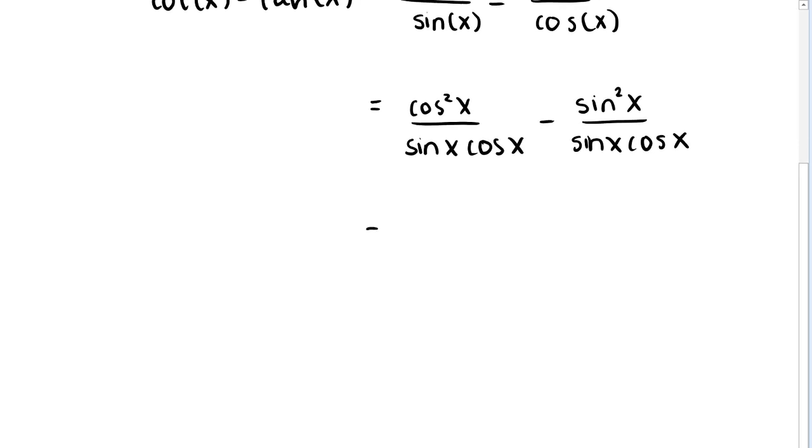And now there's a common denominator, we can actually subtract these fractions, giving us cosine squared minus sine squared, right? Subtracting the numerators of this fraction, and then here we have the same denominator, sine of x times cosine of x.